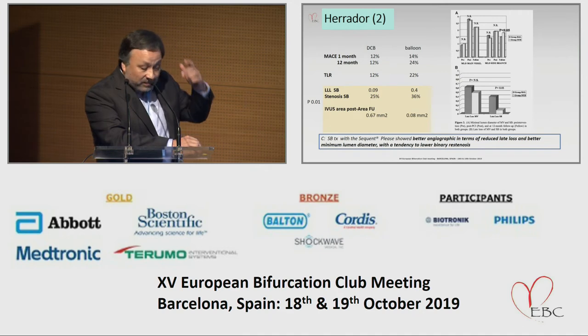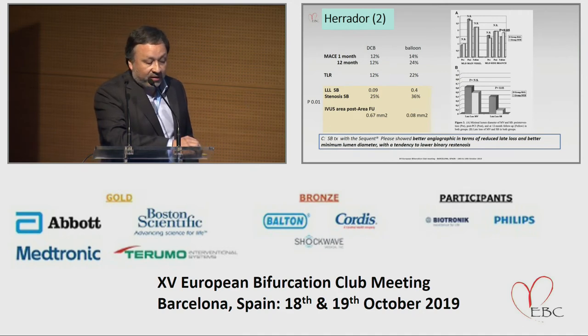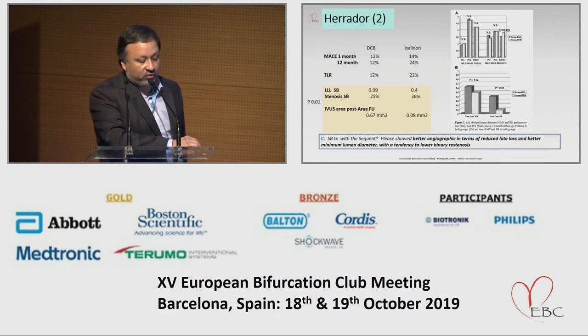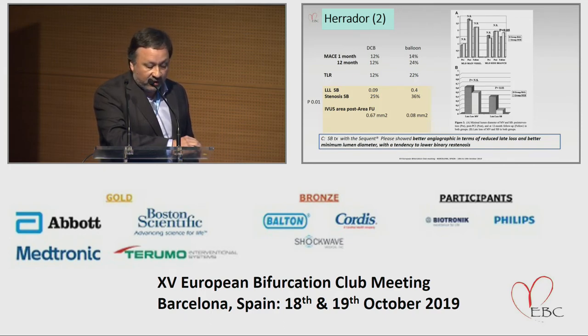And the results: the TLR in the drug coat balloon is 12%, and in the plain balloon, using the same drug eluting stent, the Taxus, is 22%. And there is an important difference in the late luminal loss in the side branch, 0.09 versus 0.4, and in the IVUS analysis at follow-up, also a big difference favoring drug coat balloon. So they conclude that side branch treatment with the SeQuent Please shows better angiographic results in terms of reduced late loss and better minimal lumen diameter, with a tendency to lower binary restenosis.